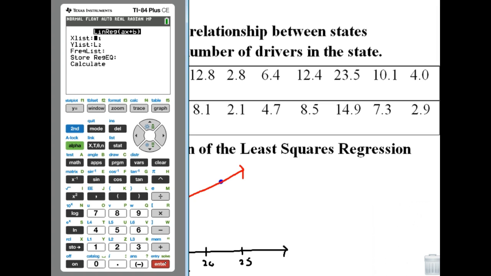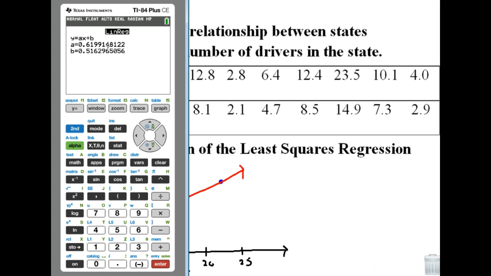Hit Enter. Okay, we want this graph for the X list with the list 1. That's where we put what was on the X-axis, the state populations. So we can say Enter. Y list, that's our list 2. That was the drivers. Hit Enter. For the rest of the stuff, we can just hit Enter until we get down to Calculate.